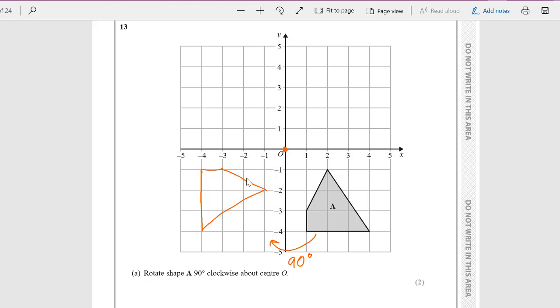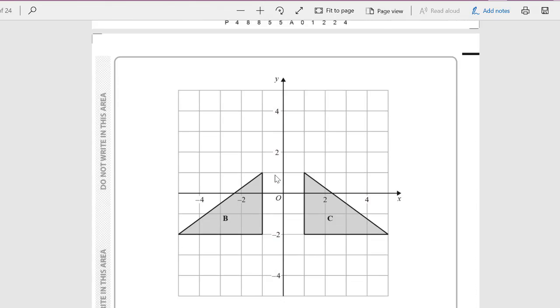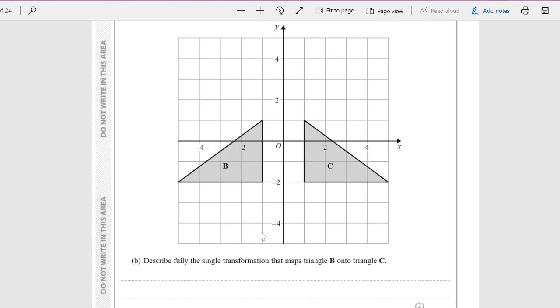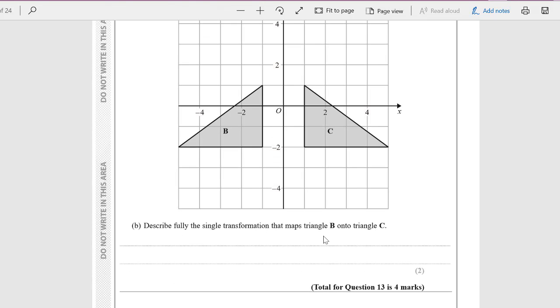And again, this should be straight edges. Just gonna put a dash. So please forgive me if they're not straight, but you can appreciate what I'm trying to get at. And then it says for part B, describe fully the single transformation that maps triangle B onto triangle C. So essentially, what's the transformation that maps this onto that? Well, it's going to be a reflection in the y-axis.